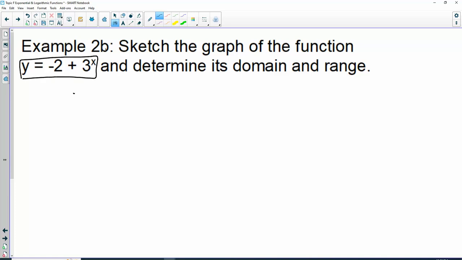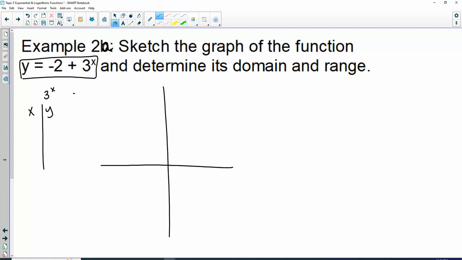I want you guys to see if you can graph that. You need a parent function and then your transformation. So take a second, see what you remember, what you can come up with. So what's the parent function? -1, 1, 0, -1, and 1, 1. So you're graphing 3 to the x, right? That's the exponential piece.